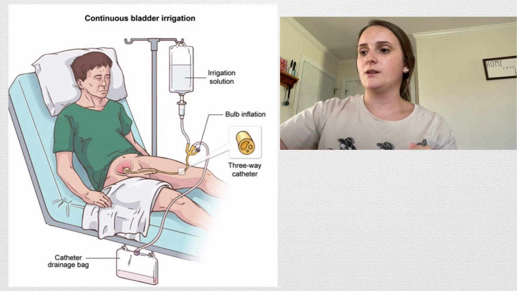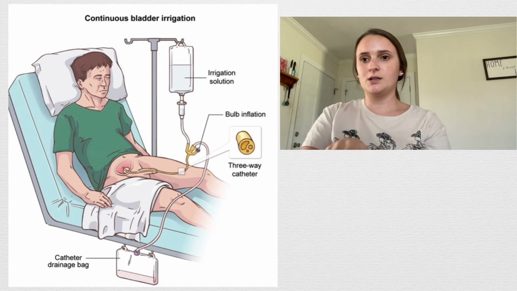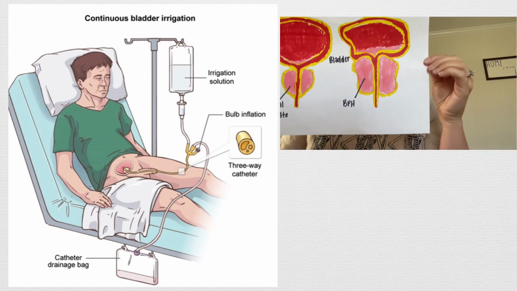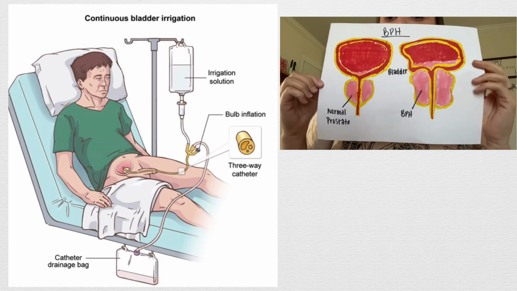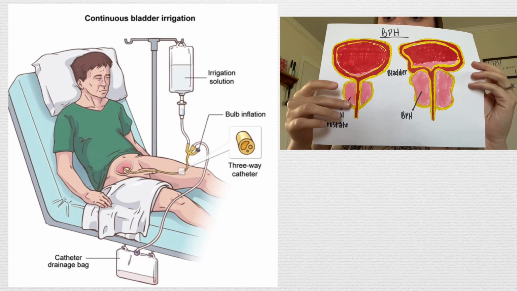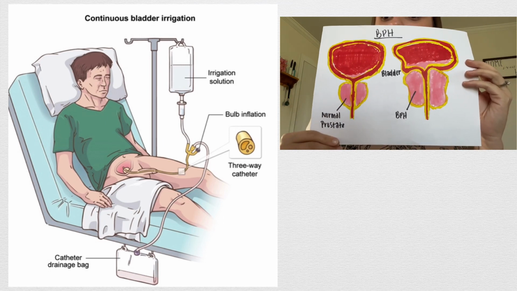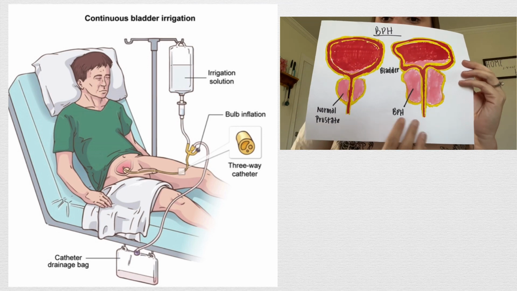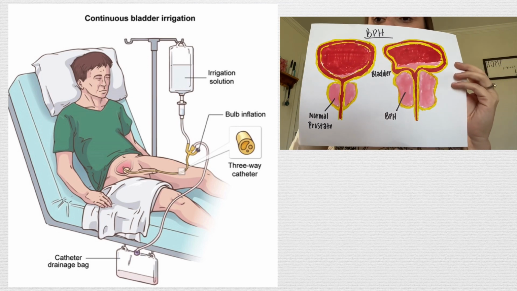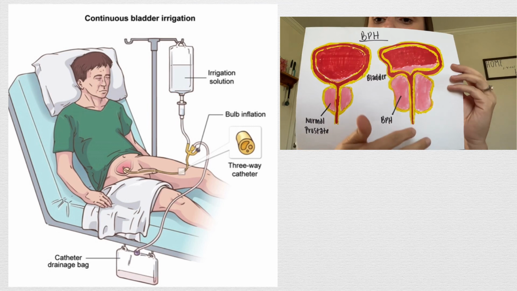And while I'm in this video, I just wanted to show you guys a little picture that I drew. Hopefully you guys can see this. So just about BPH, as you can tell, this one would be a normal prostate, and then this one is what a prostate would look like when someone has BPH. It's very enlarged and swollen here, which could block the flow of urine.